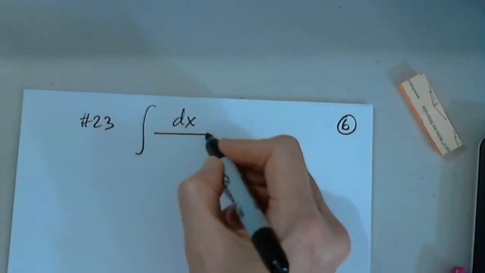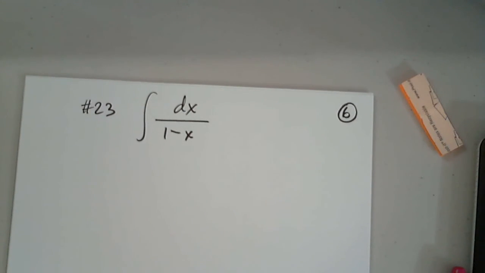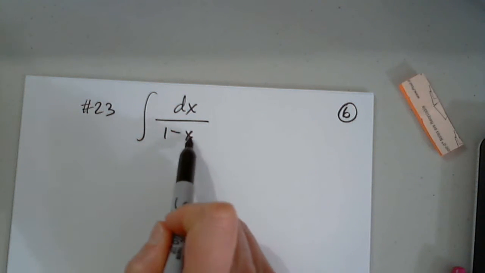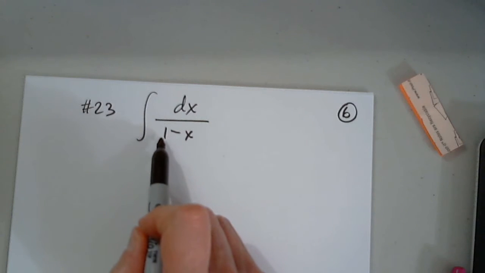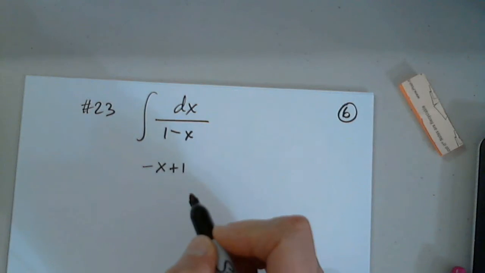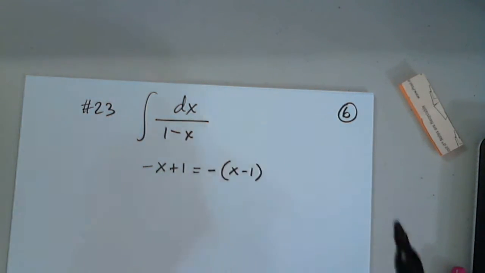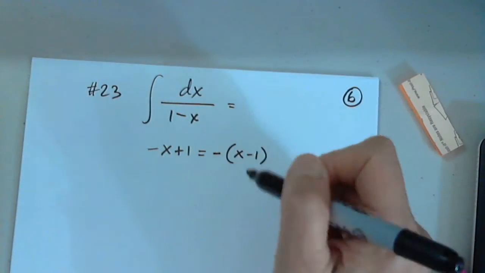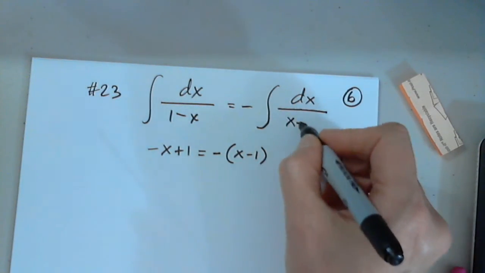The integral dx over 1 minus x. Good. Excellent. So first of all, I don't like this form. The polynomial in the denominator is not arranged in the correct order. This is the correct order. And now I don't like the fact that it has a negative leading coefficient. Not a problem. So then the integral is basically negative in front dx over x minus 1.